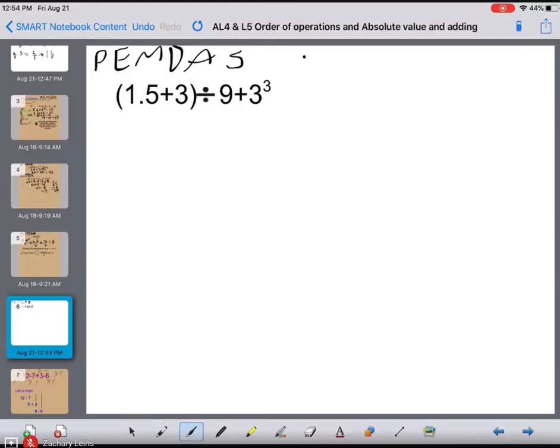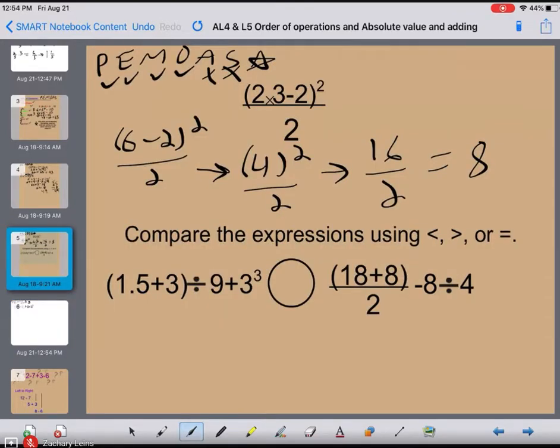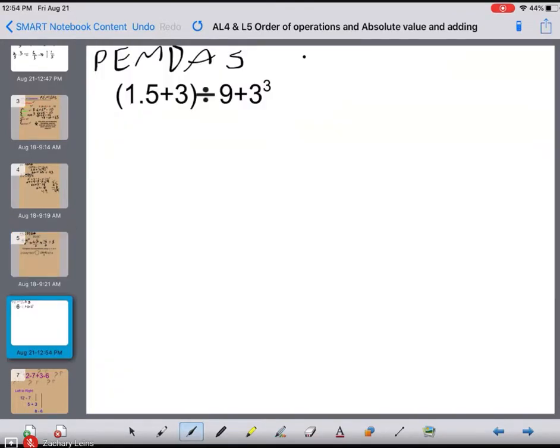All right, and if you want to do this one on your own, go ahead and go. We'll start in 3, 2, 1. Okay. All right, so parentheses, there we go. We got one set, so let's do it. 1.5 plus 3 is 4.5. All divided by 9, all plus 3 cubed.